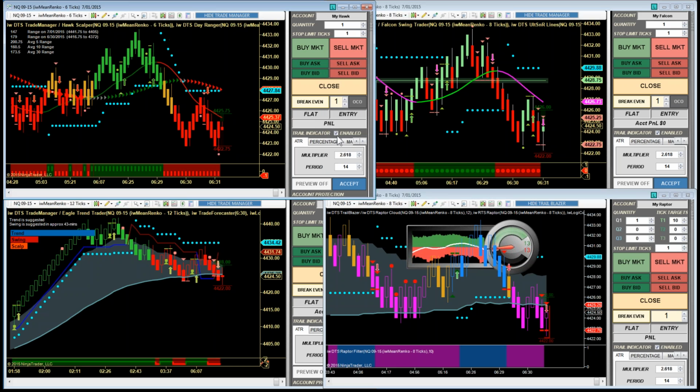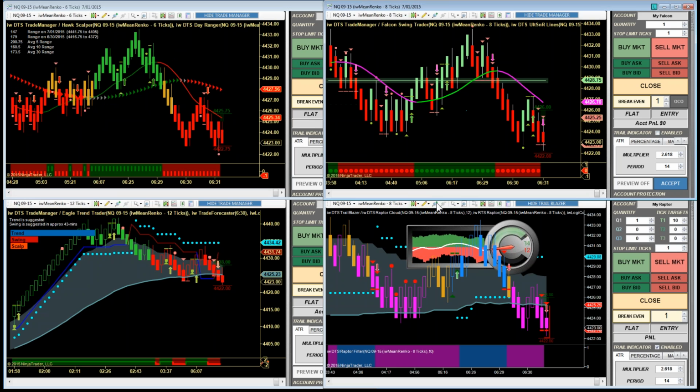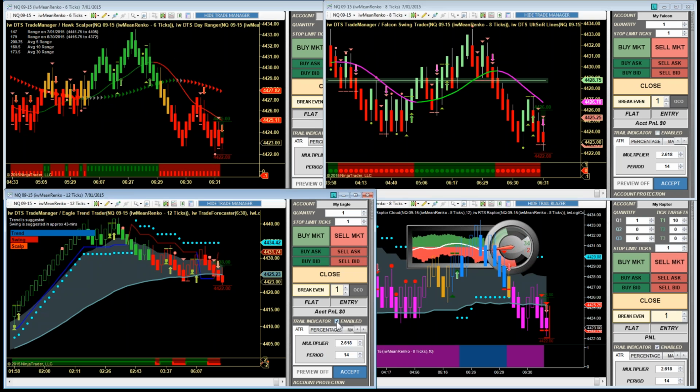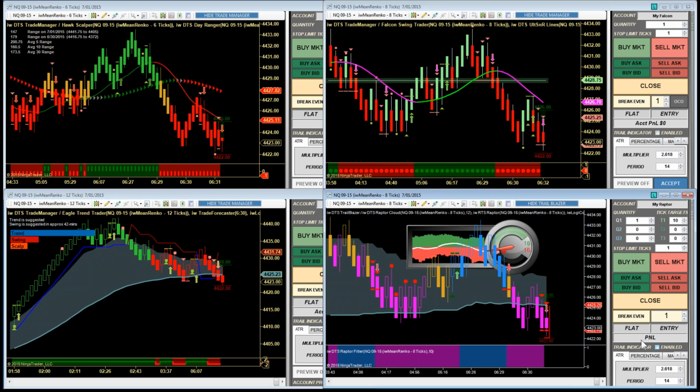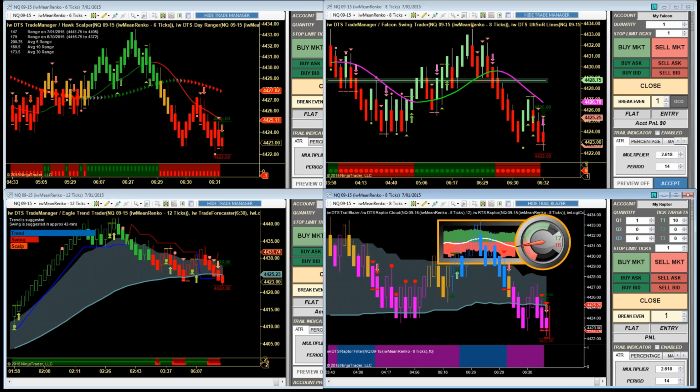Here on the top left, we have the Hawk Scalper. Top right is the Falcon Swing Trader. Bottom left is the Eagle Trend Trader, and the bottom right is the latest addition to the DTS tool assortment. This is the Raptor. The Raptor actually incorporates elements of the other three tools.